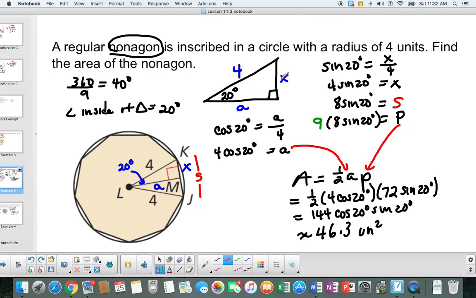Now to figure out my apothem, I'm going to have to use another trig expression. Cosine 20 degrees is equal to A over 4. I'm going to solve for A, and that's going to be my apothem over here. So I put everything into my formula. I kind of multiplied everything out that wasn't in trig form, and then I went ahead and put it in my calculator.